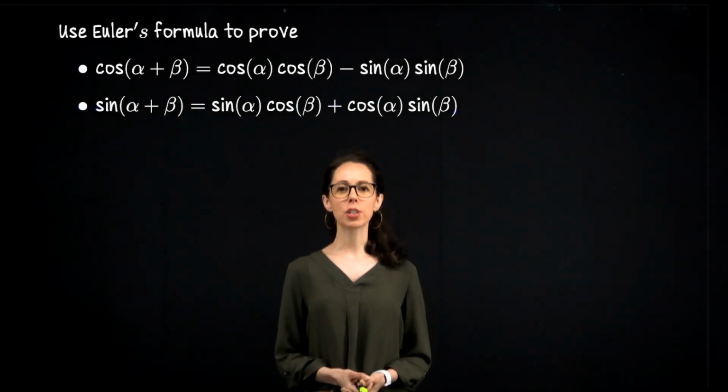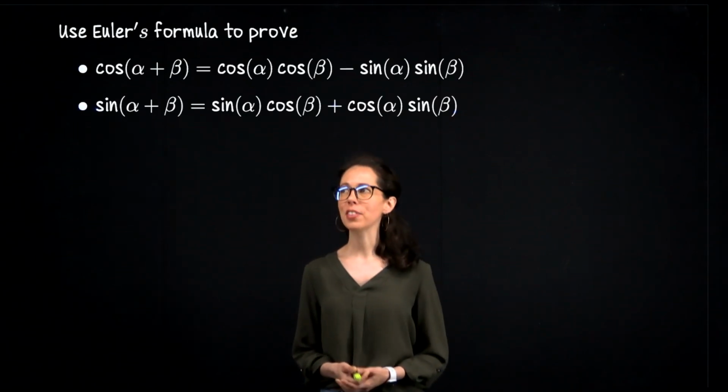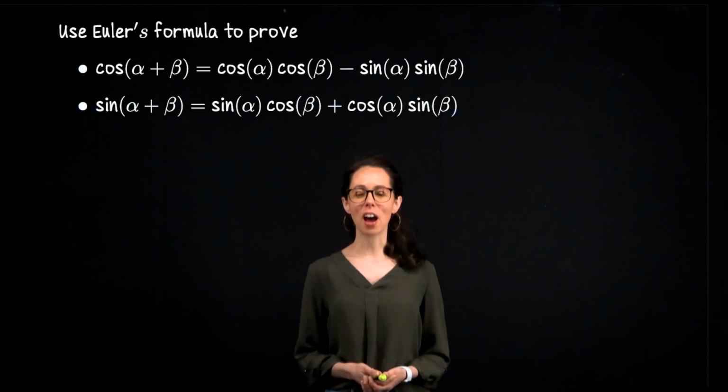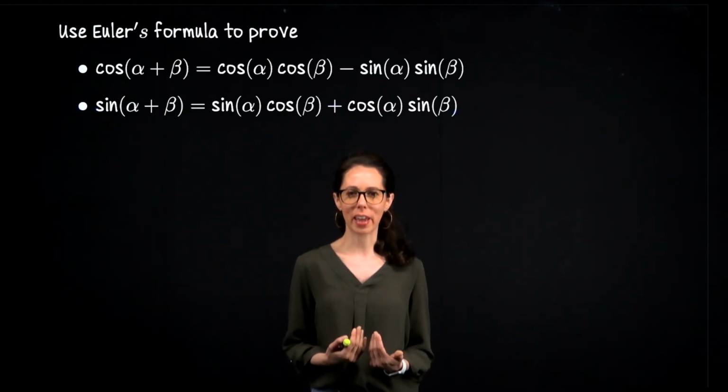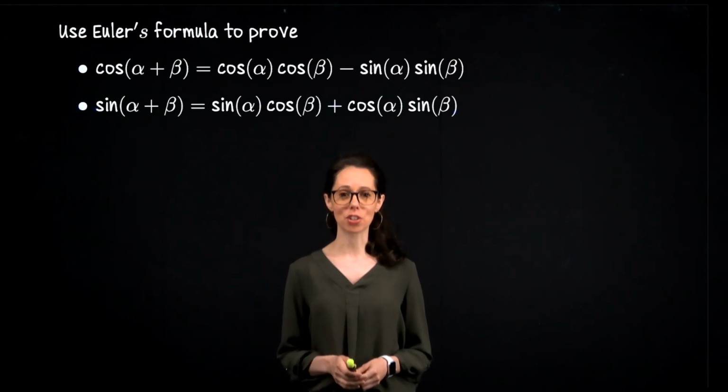In this video, I want to do a quick example of how to use Euler's formula to derive the angle addition formulas for cosine and sine. These are not expressions that I particularly have memorized. It's nice to be able to rederive them. It's not too bad of a computation.